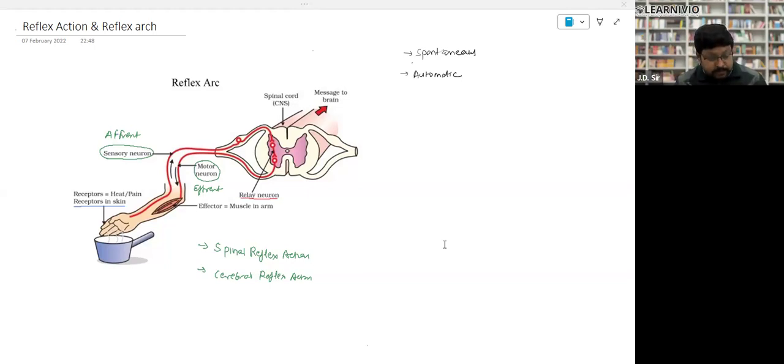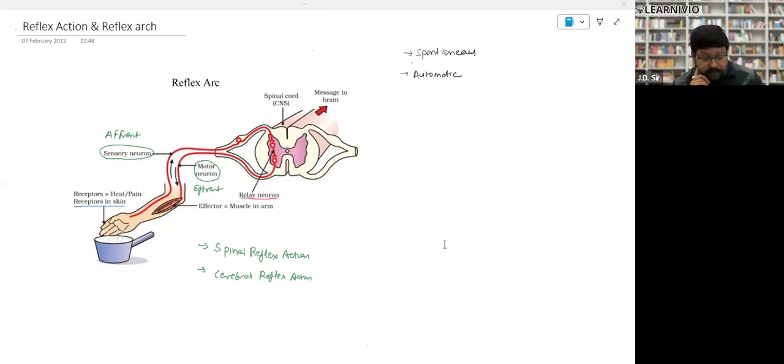Next point. The sensory nerve brings sensory impulses from receptor organ to the central nervous system. Full stop.